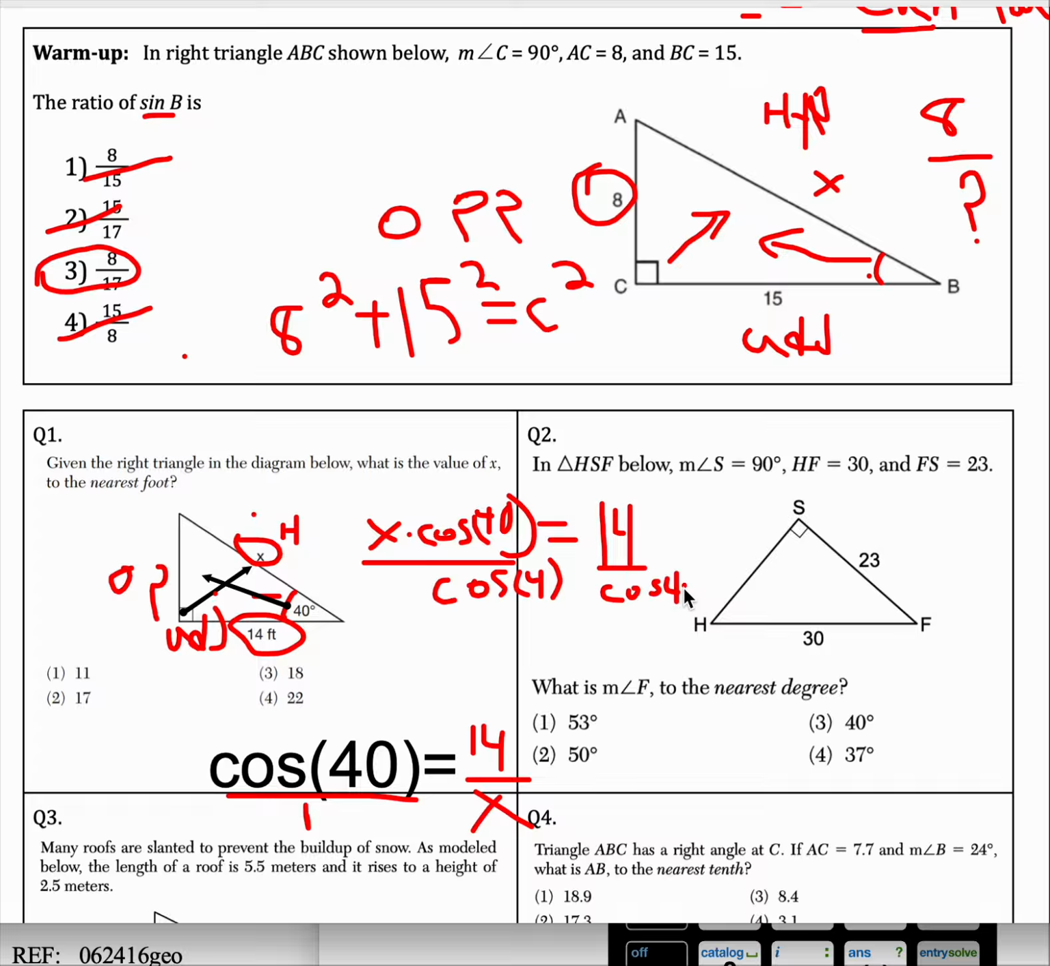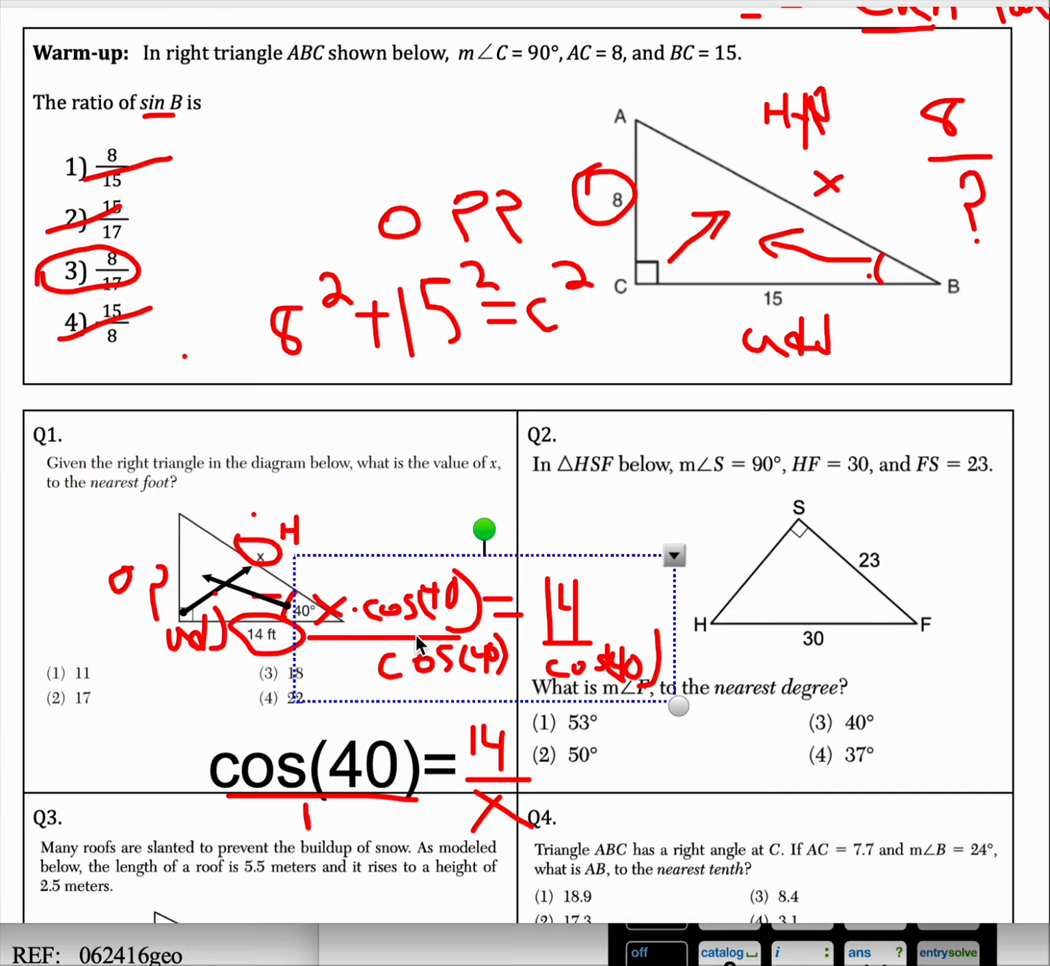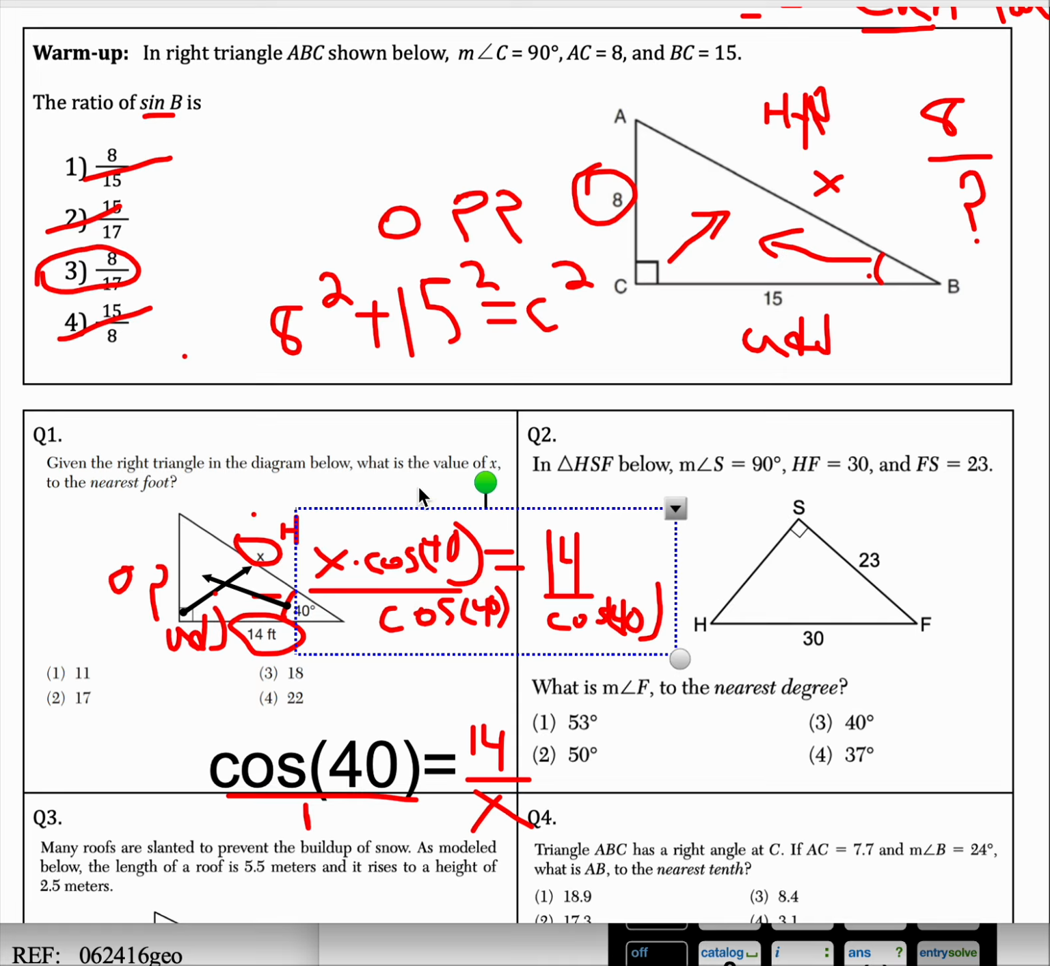That should say 40, not 4. On the other side. And I'm going to see if I can move this over a bit. And I'm going to move this hypotenuse thing over. I'm going to get rid of that. We don't need it. Okay. So cross this out. Okay, and we get 14 over cosine 40, right?